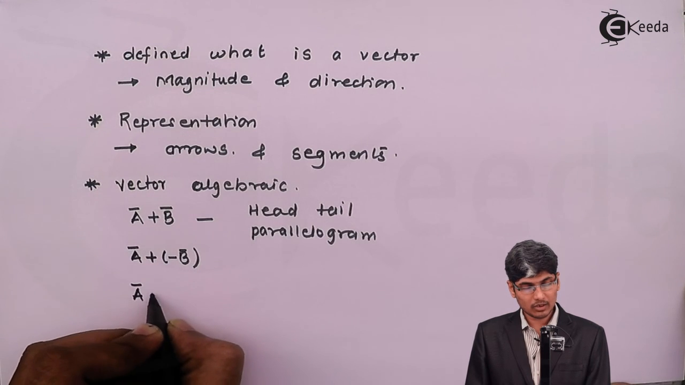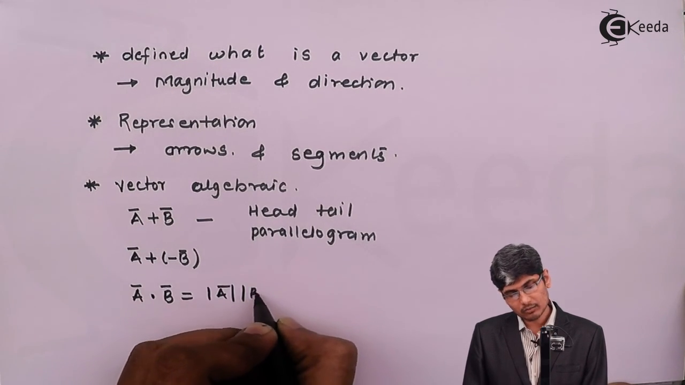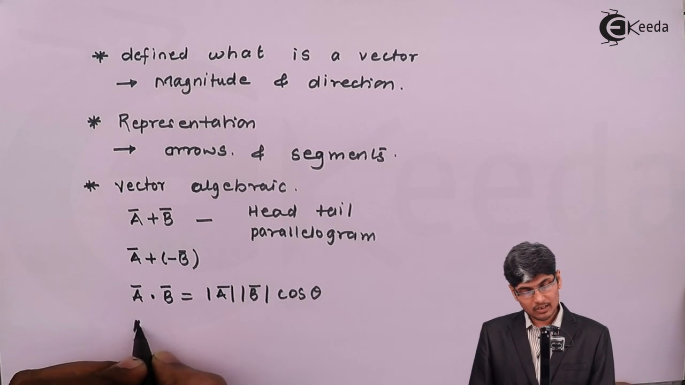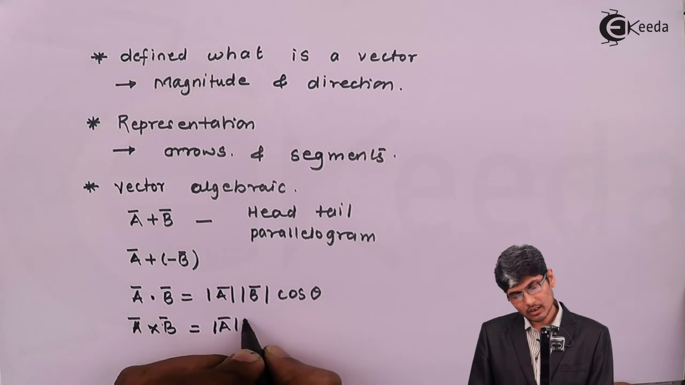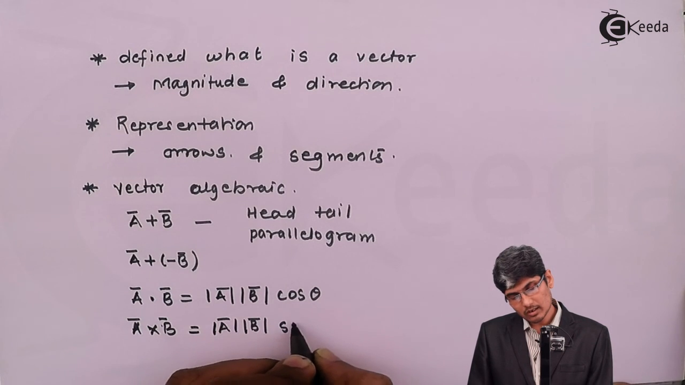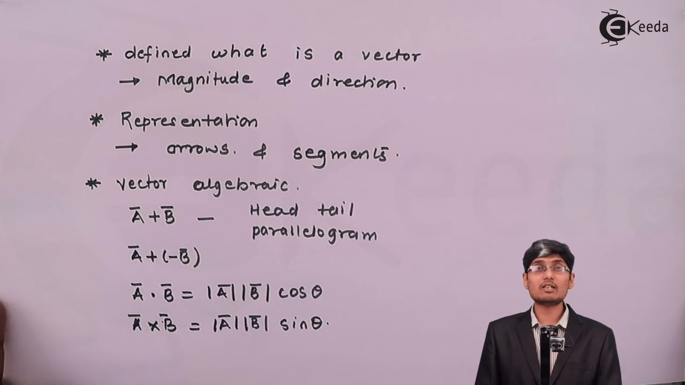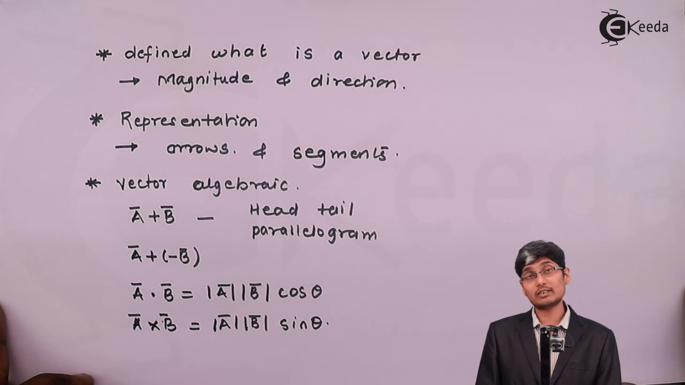Then we have seen there is something called A bar dot B bar, which is nothing but magnitude of A bar into magnitude of B bar cosine theta. And lastly, we have seen that A bar cross B bar is equal to magnitude of A bar into magnitude of B bar into sine theta. So these are the basic concepts in vectors that we have revisited from maths. I hope you have understood the vector calculus or the vector algebra and the vectors clearly. Thank you.